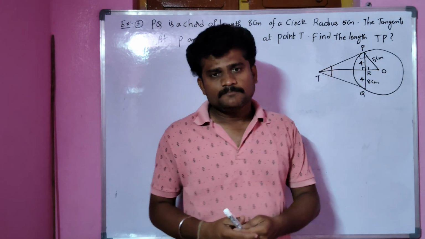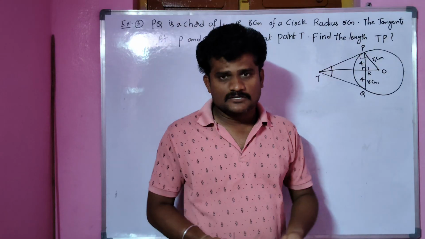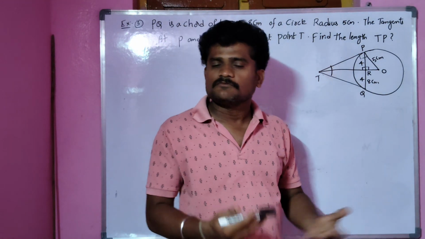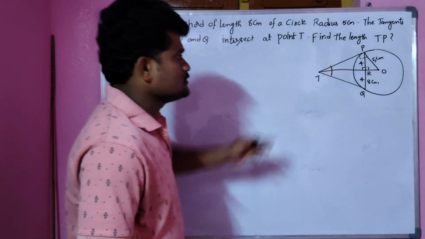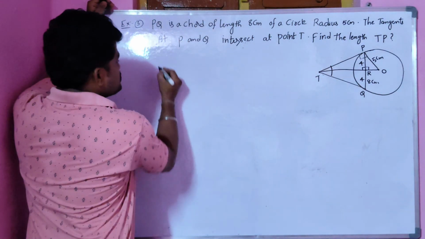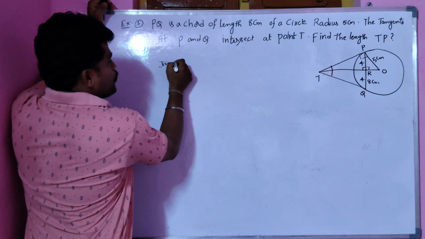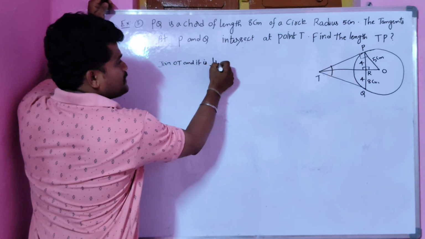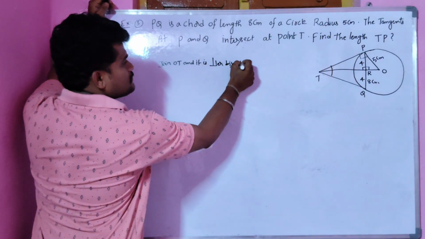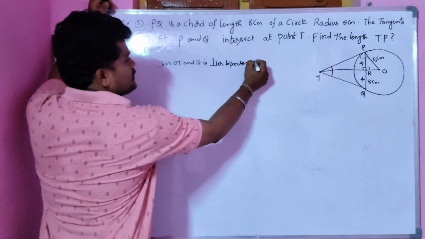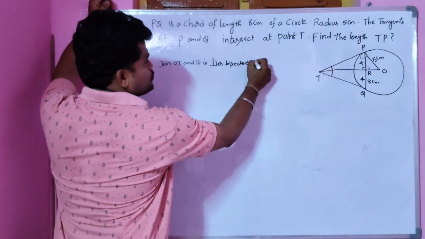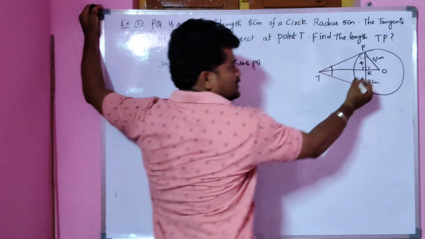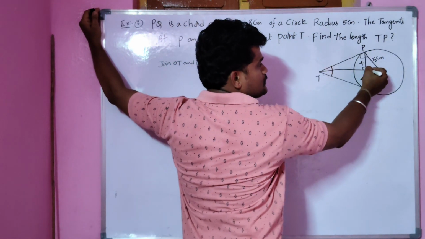If you apply Pythagoras theorem, we have some conditions. After solving those conditions, we will get the answer. So we'll just take one right angle triangle at a time, and we will find the answer. Let me start with the construction that I consider here. Join OT, and it is the perpendicular bisector of PQ, and it divides the line segment into two equal parts. The two equal parts are PR and RQ.